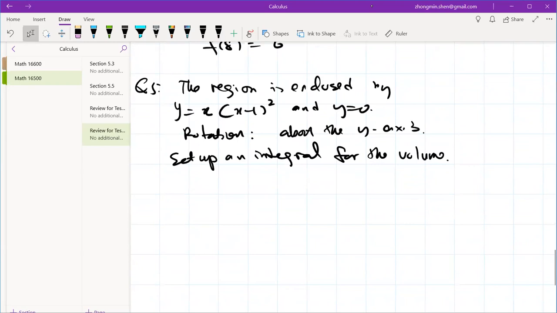Step 1, draw the graph. So the graph, when x equals 0 is here. When x equals 1 is here. The graph is going like that.